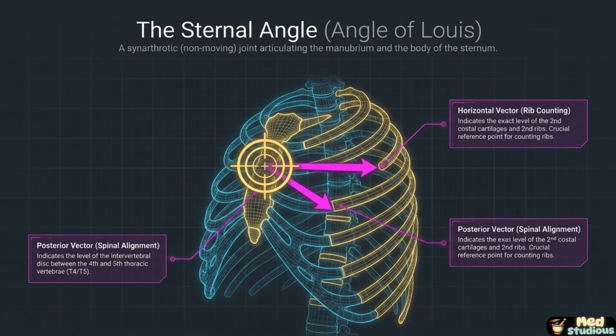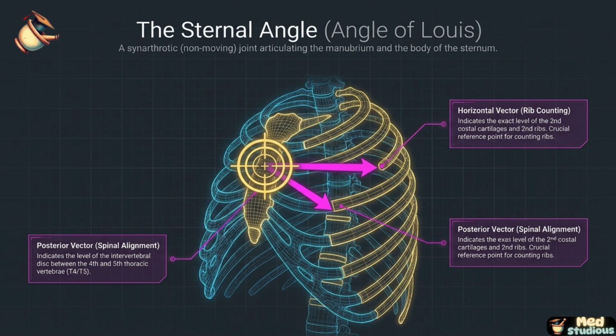In the horizontal direction, the sternal angle sits at the exact level of the second costal cartilages and the second ribs bilaterally, making it the definitive starting point for rib counting. When you need to find the 5th intercostal space for cardiac examination or the 4th intercostal space for chest drain placement, you always begin at the sternal angle and count downward from there.